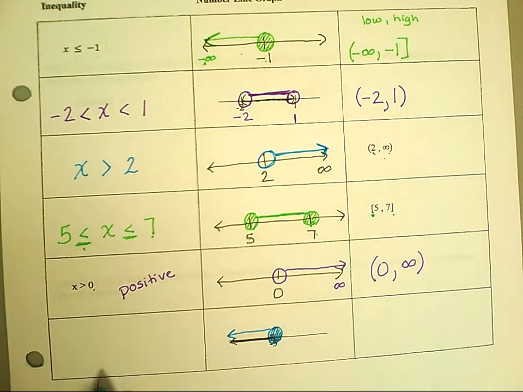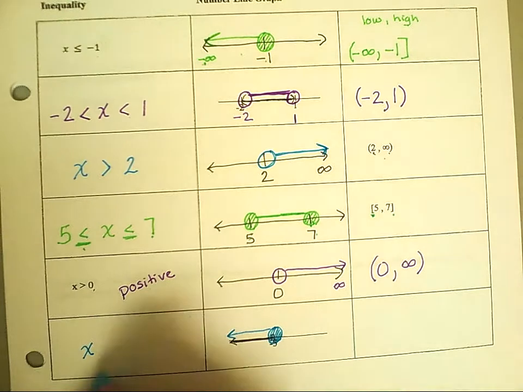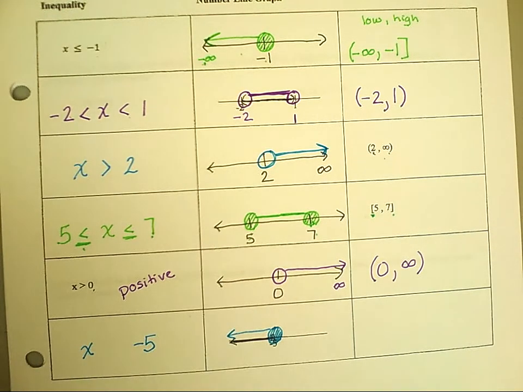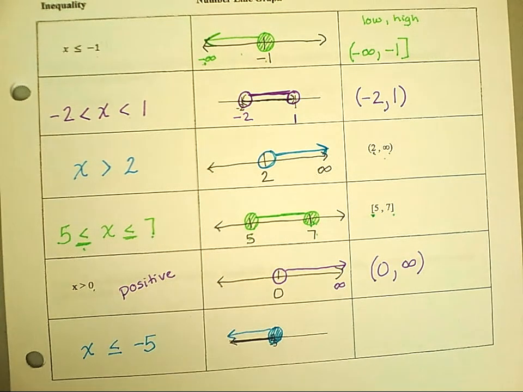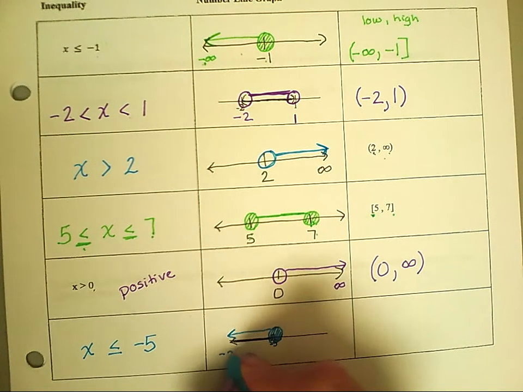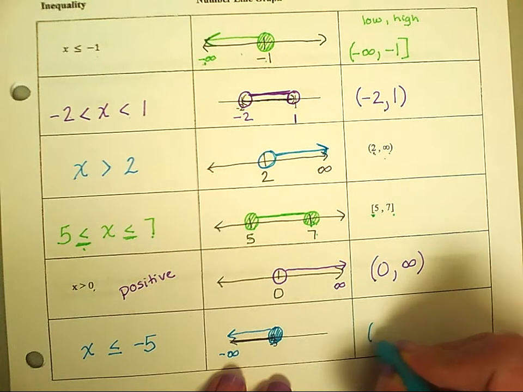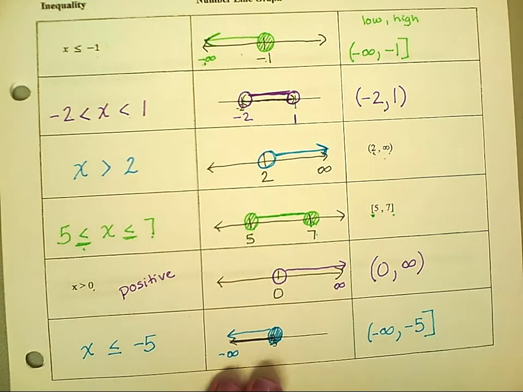So now, for the inequality, we need x, and we need to know its point of reference is -5. But what are these values? Well, these are the values that are less than or equal to -5. So if we were to write this in interval notation, the lowest value on this number line is -infinity, and the highest value is -5. But -5 can be included, so we'll put a bracket.